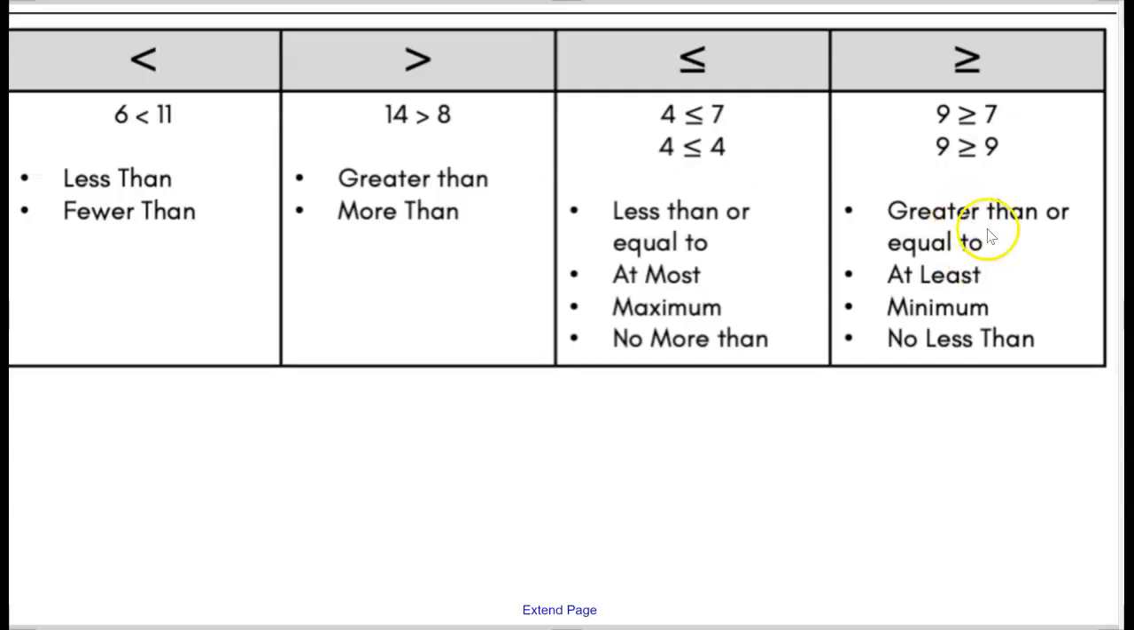And then over here we got greater than or equal to, but at least, meaning it has to be more than at least this, at this height to ride the ride. So it's greater than or equal to that amount. The minimum, no less than, greater than or equal to.